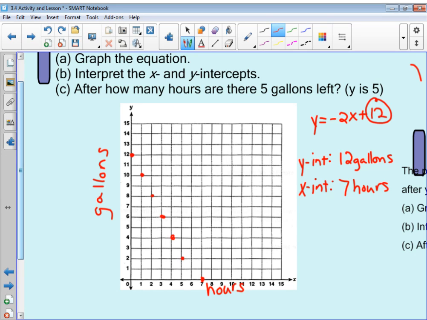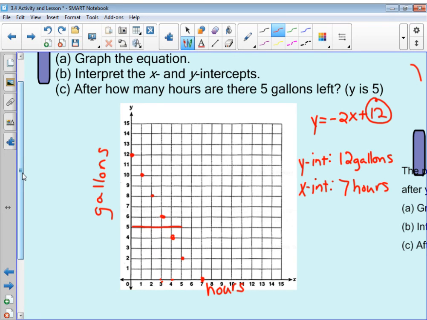That's how long our gas will last us. It says after how many hours are there 5 gallons left? So once again, if I were to check 5 gallons, it's falling in between 6 and 4 hours, somewhere in there. So I would guess it to be 5, but we'll go ahead and solve as well. We know that it's 5. It's going to be between 3 and 4 hours.